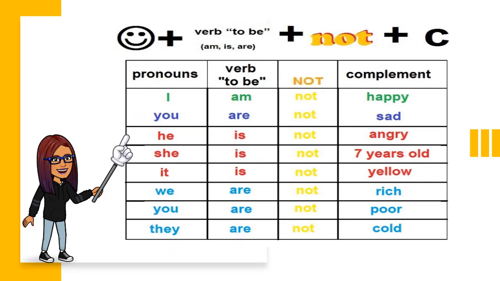It's very important to remember what is the structure of negative sentences. The first is the personal pronoun. I, you, he, she, it, we, you, they. And then you need to include the verb to be. Am, is, and are. In negative sentence, it's very important to include not and then complement. It can be feelings, it can be age, it can be adjectives or emotions.